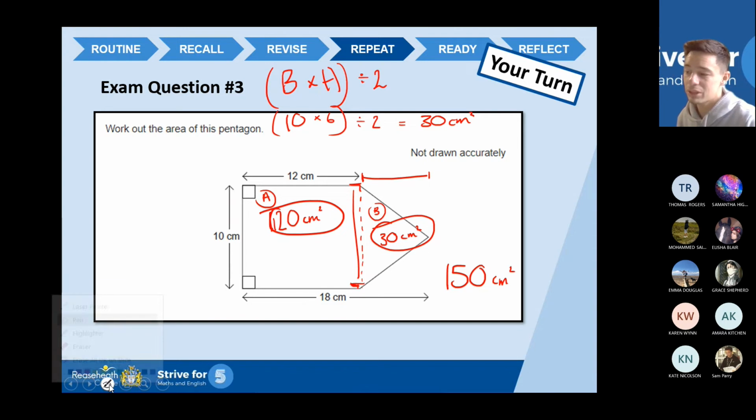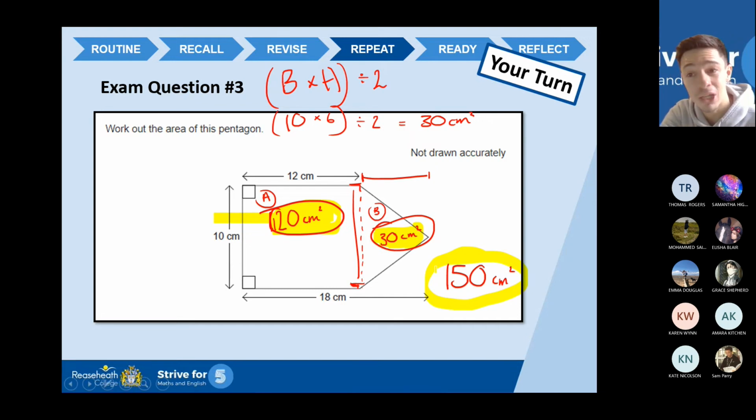Now, that is definitely a 3-mark question. If you've worked out the area of the rectangle and you got 120, 1 mark, a second mark for 30 for the triangle, and then for total understanding of the question, for getting 150, you pick up the extra mark, the 3rd mark, okay? I can see some good numbers there, guys.